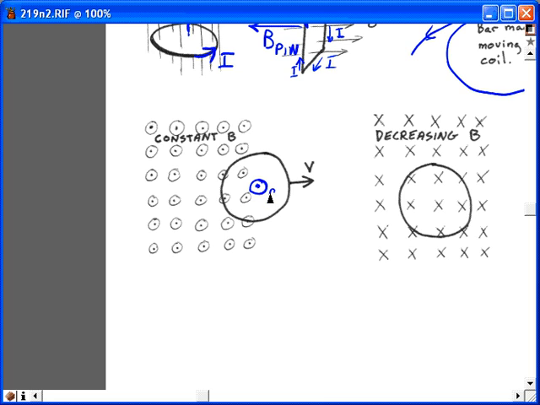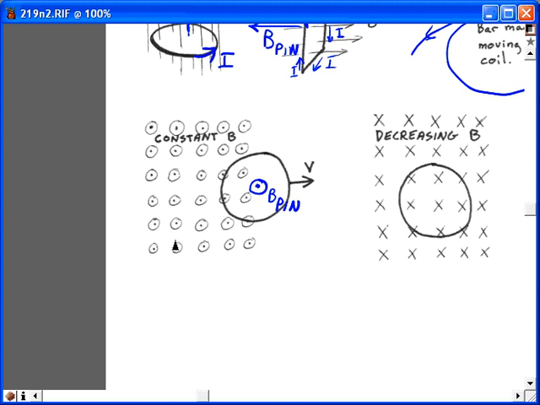Lenz's law says the magnetic field produced by the induced current is going to be in that direction, which tends to maintain the same number of magnetic field lines through the loop as there were originally. By the way, it always loses this battle. It tries to maintain the same number of magnetic field lines, but it loses. But the fact that it tries to tells us the direction. Okay, so we've got magnetic field B pin produced by the induced current coming at us.